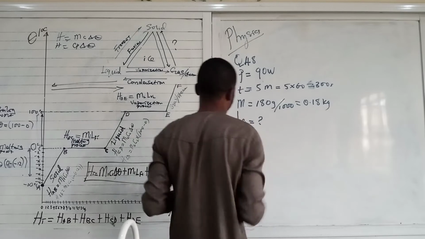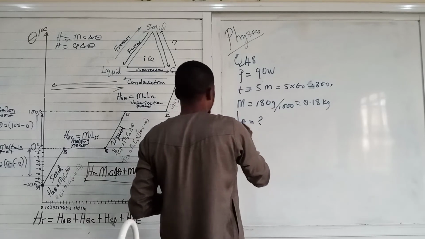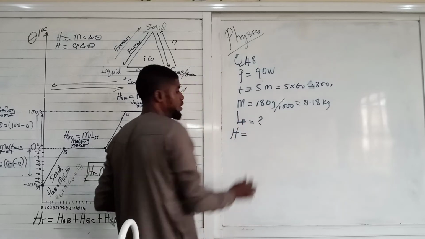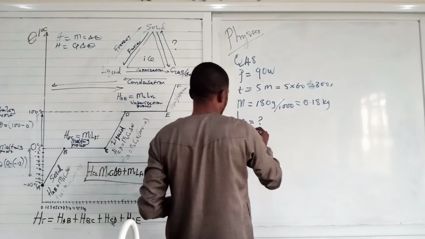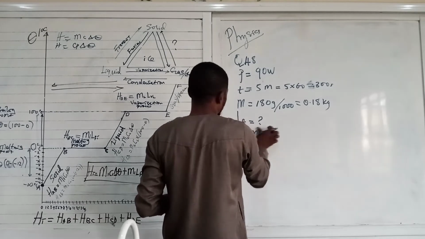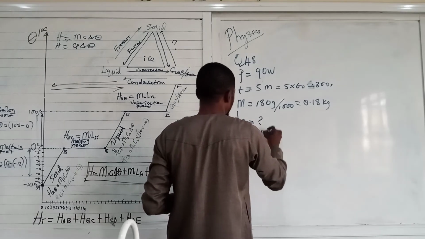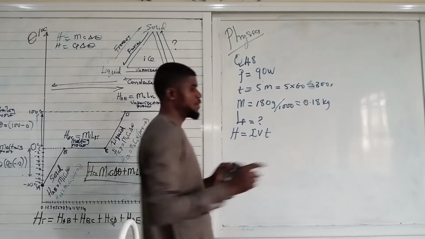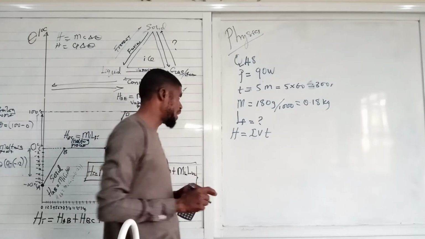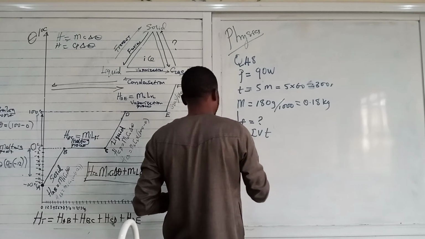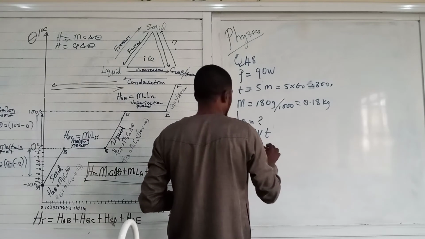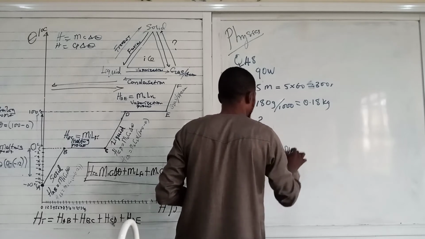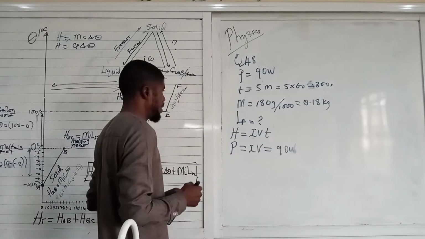Now recall that the quantity of heat energy supplied into a system using the electrical method is given as IVT. And if you recall very well, in the other video I told you that power P is given as IV. And in this case, your power is 90 watts. That is your power.